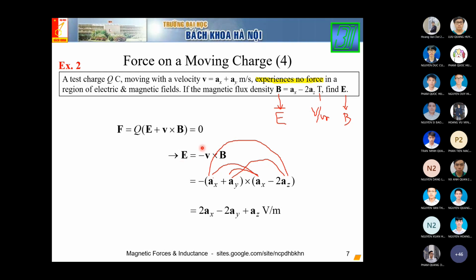Yeah. So in this case, you are given V, you are given E, and you have to find B. So the best case is that you suppose that B is BxAx plus ByAy plus BzAz, and then you put that into this, and you have two equal vectors. Then set two corresponding components to be the same, and from that equation you can find the components of B.